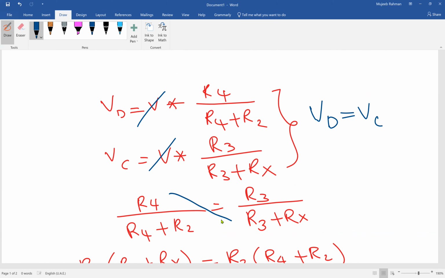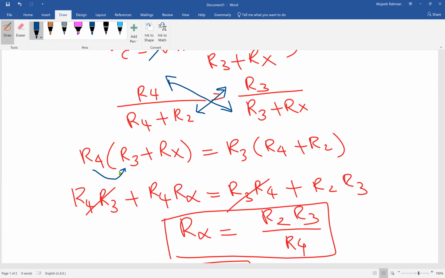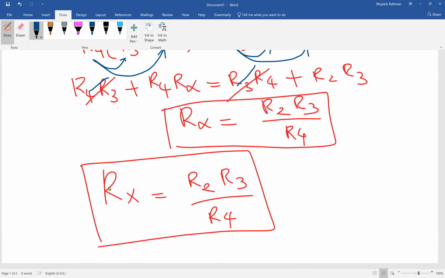Now we can cross multiply these two. If you cross multiply, we get R4 into R3 plus Rx, and R3 into R4 plus R2. Then expand the brackets: we have R4 R3 plus R4 Rx, and in the same manner R3 R4 plus R3 R2. We find that two terms are common, so we can cancel them out, and finally we can calculate the value of the unknown Rx. Rx is equal to R2 R3 divided by R4. So this is the standard form.